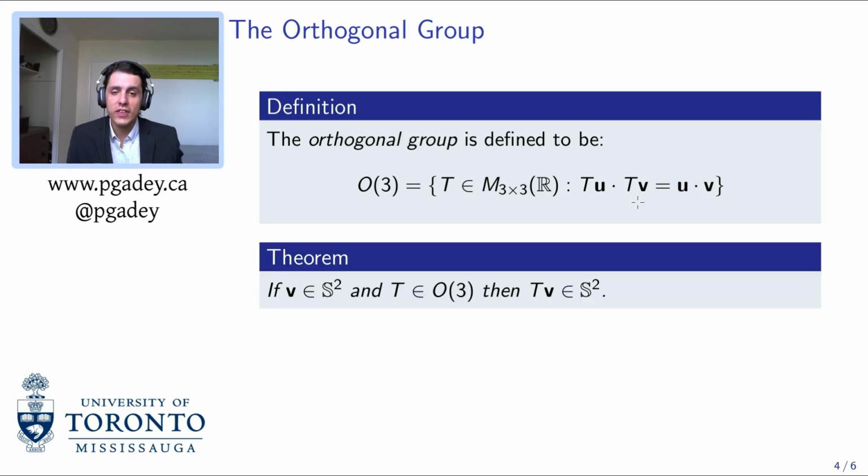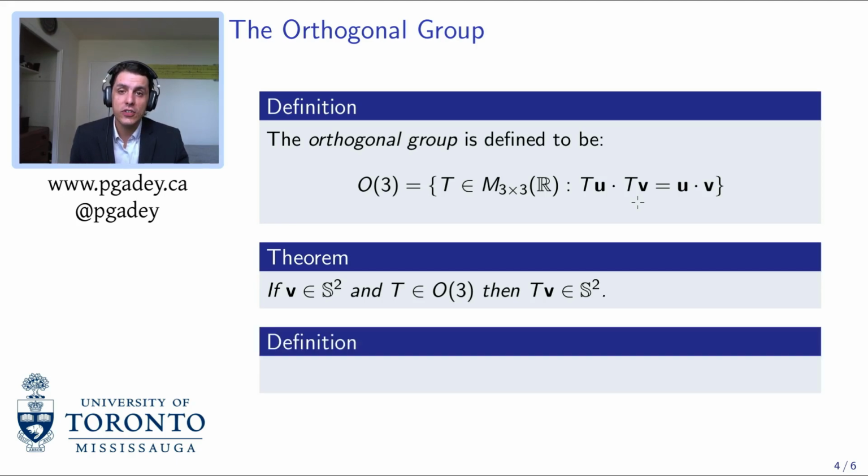We have the following theorem which says if we have a point in the sphere and we transform it according to the orthogonal group, then we wind up with another point in the sphere. So when we rotate the sphere about the origin, or when we reflect across a plane, those are both transformations that live inside the orthogonal group, and so we obtain that those are going to be points in the sphere again.